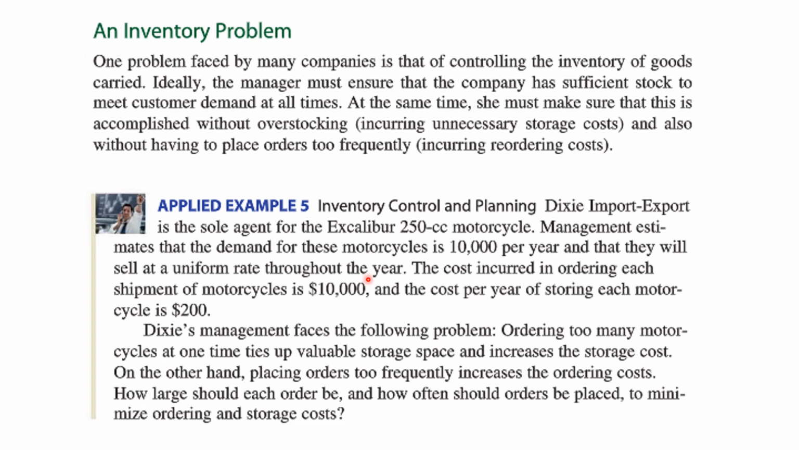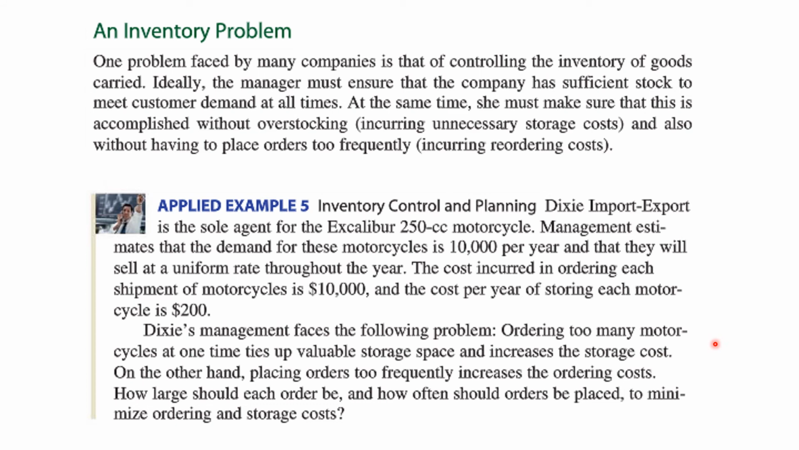made in a very famous paper published in 1934 in the Harvard Business Review, and the paper dealt with this concept. The cost incurred in ordering each shipment of the motorcycles is $10,000, and the cost per year of storing each motorcycle is $200. So they face the following problem.